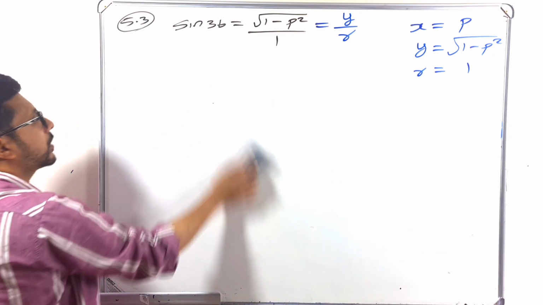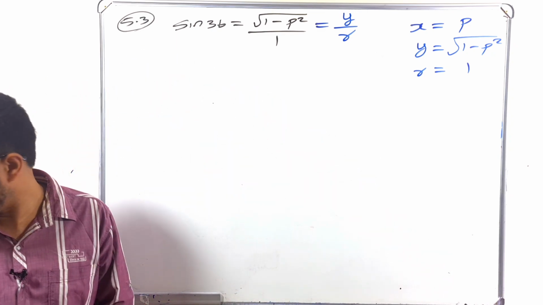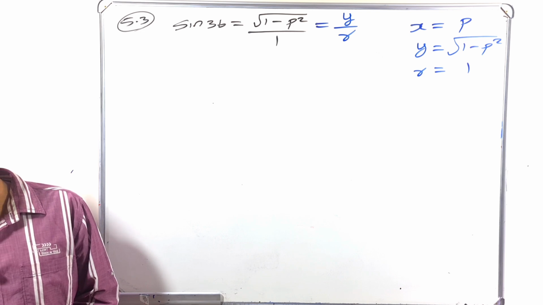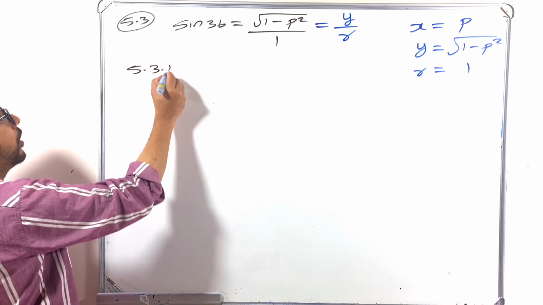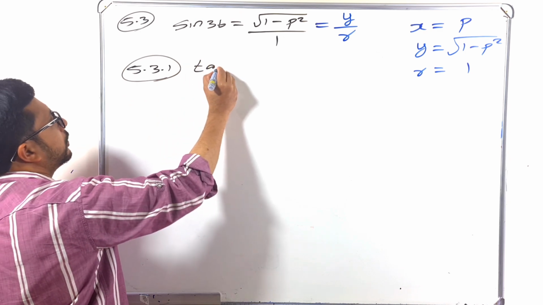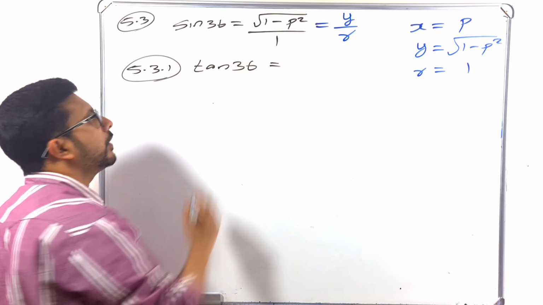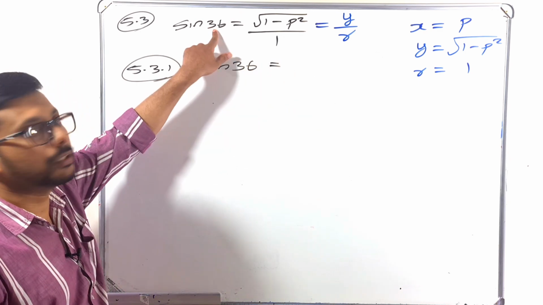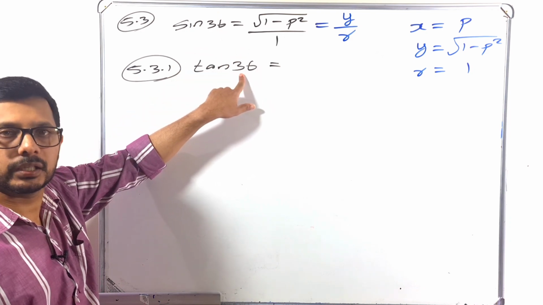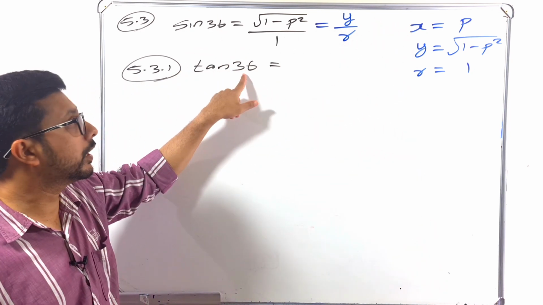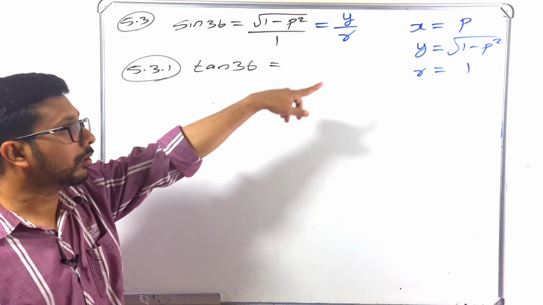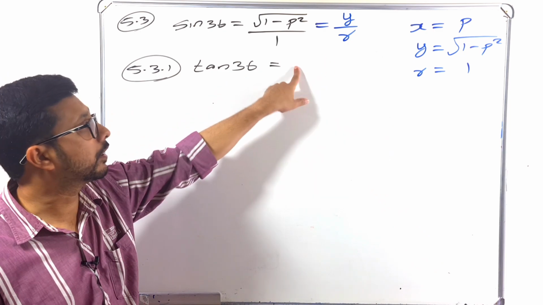Now let's go to the first question, 5.3.1. What is that question? Tan 36. Oh, it's a simple question. Here what is the angle? 36. So we can apply the same x, y and r. But if there is some other number, then don't apply that x, y and r here.